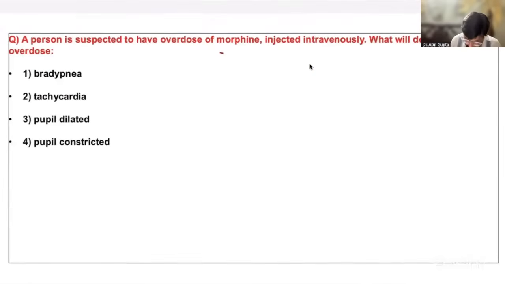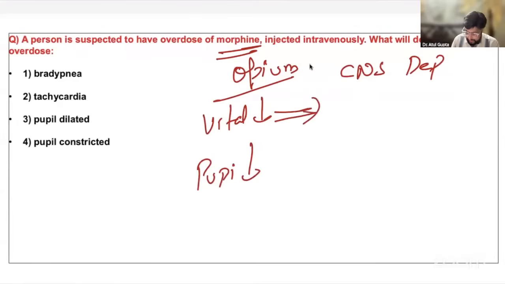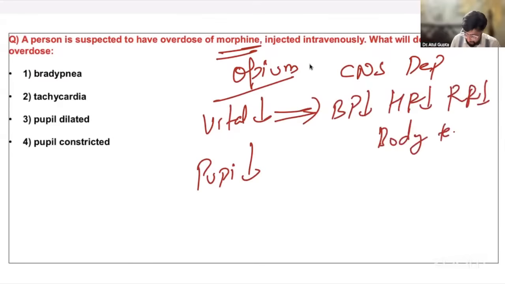Now here it's morphine, that is an opium, a CNS depressant. So here all vitals are decreased, pupil size is decreased, and in vitals there is a decrease of blood pressure, heart rate, respiratory rate, and body temperature. So from this, tachycardia cannot be the answer because the heart rate is decreased. Pupil size is decreased, so pupil dilated cannot be the answer.